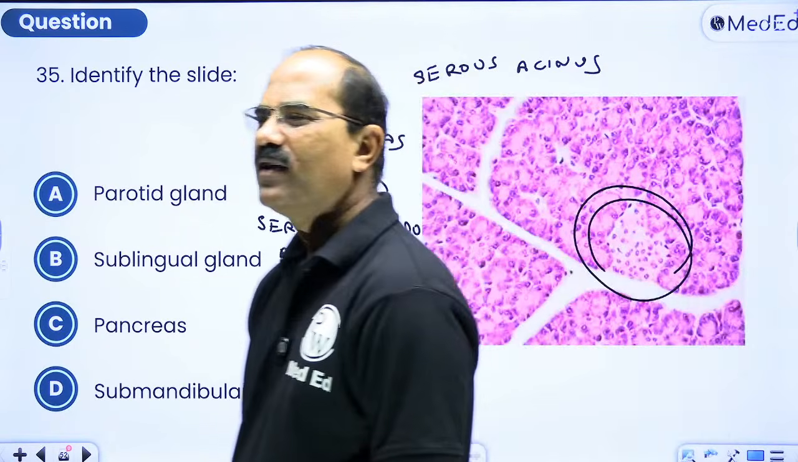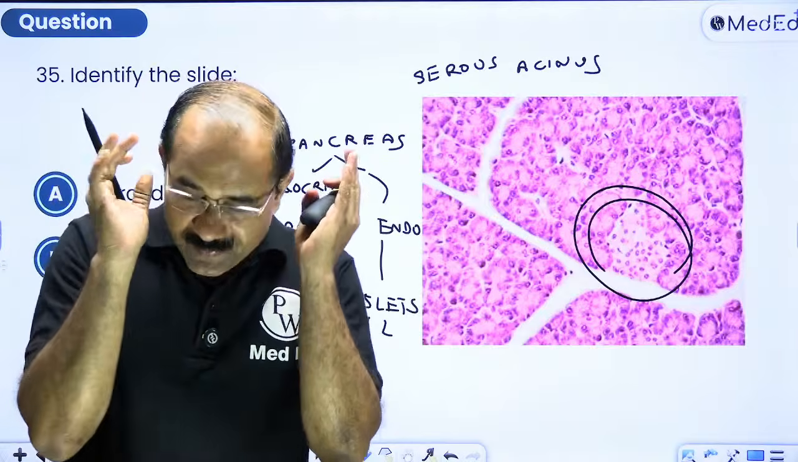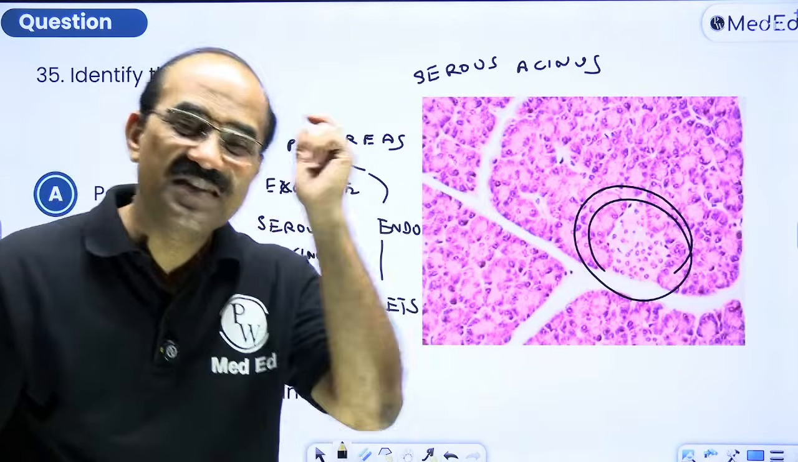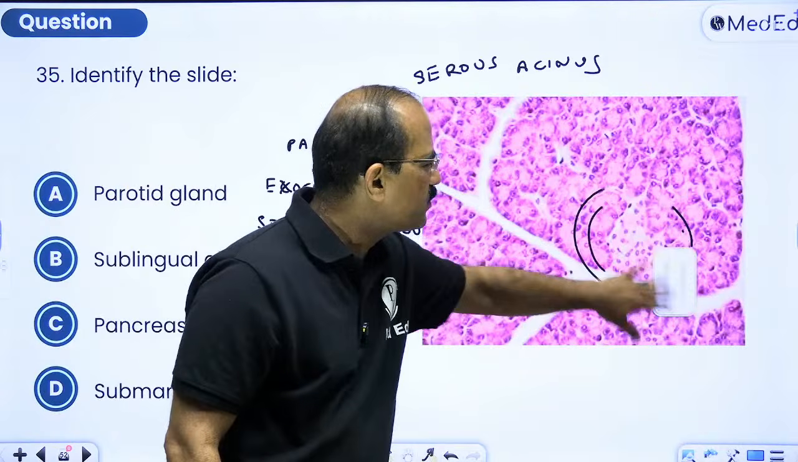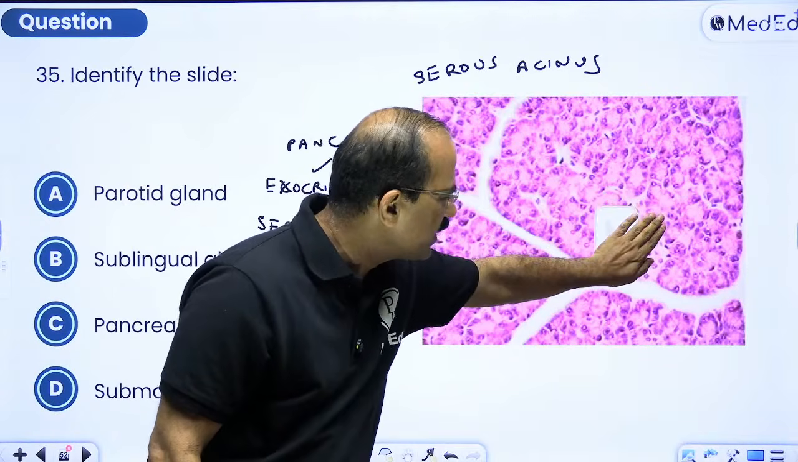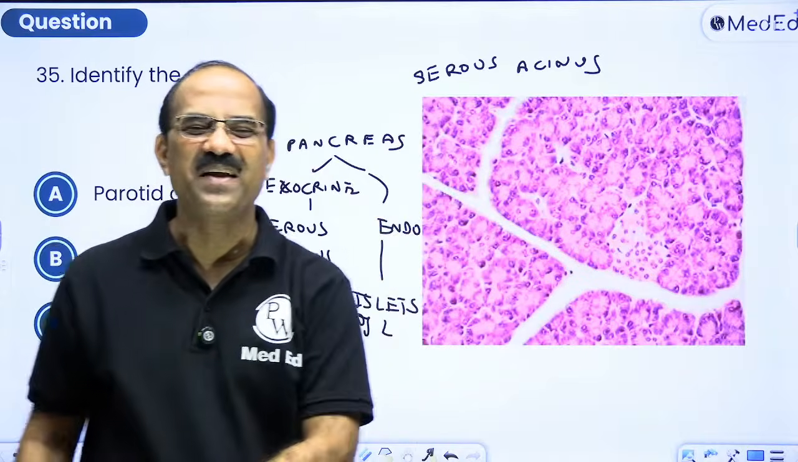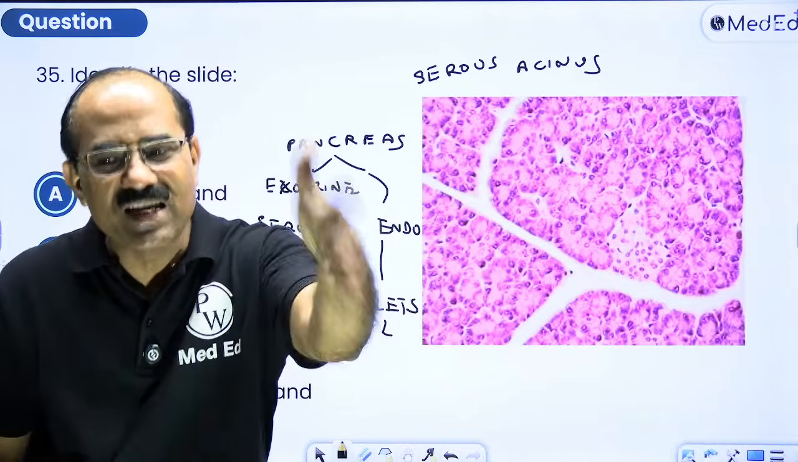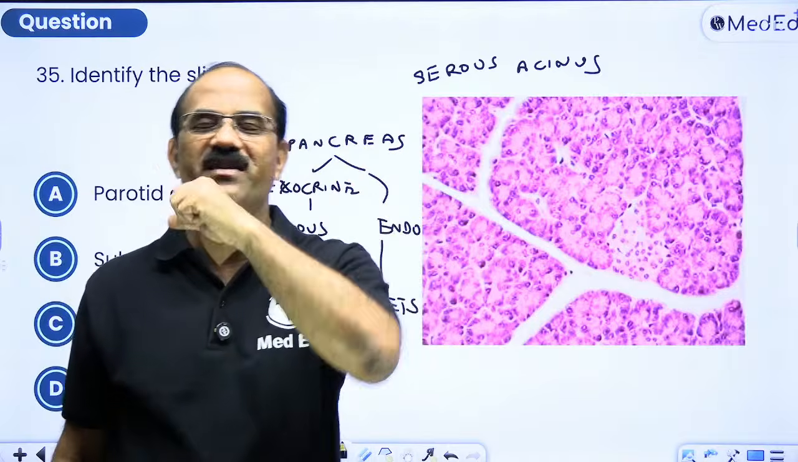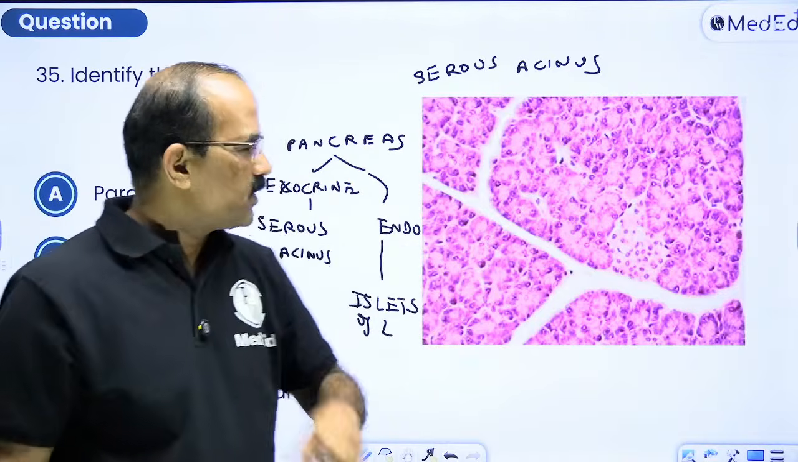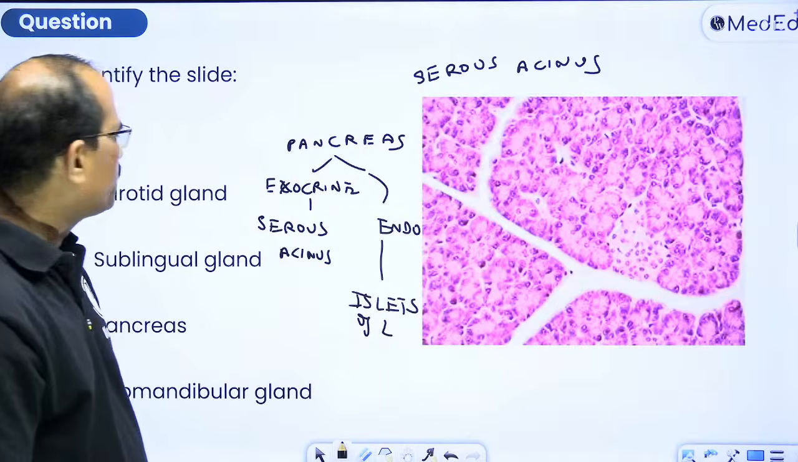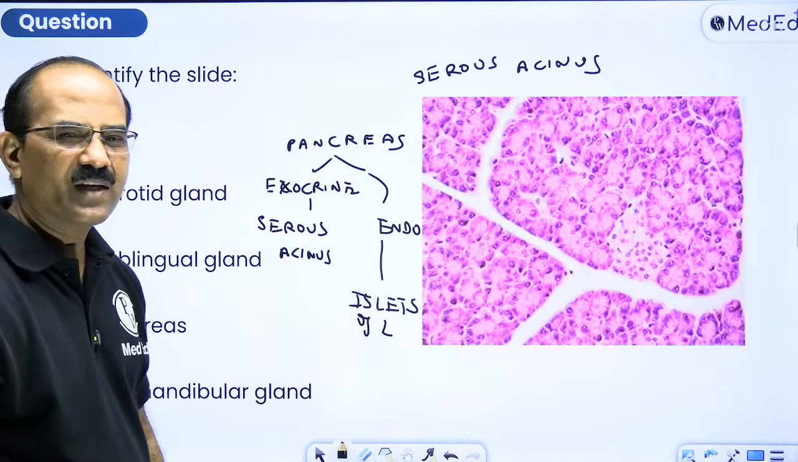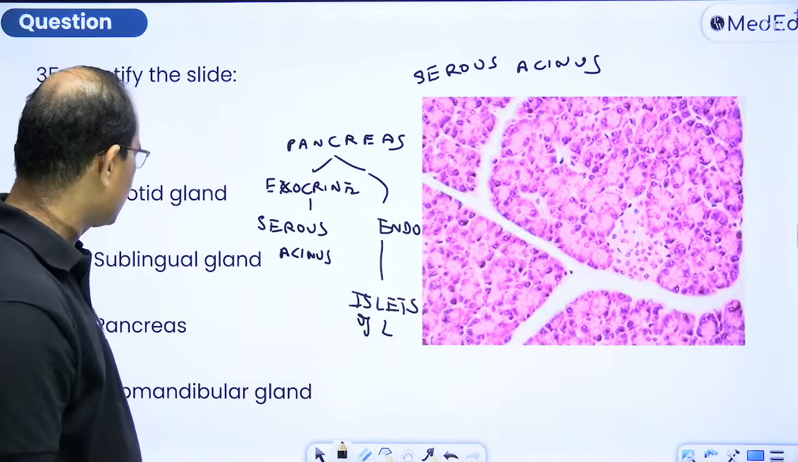Understood? Before you label, see the slide properly. If this is not there, then that's a serous salivary gland, because you are seeing the serous acinus. So you label it serous salivary gland. But when this is visible, that is a pancreas. An example of a serous salivary gland is the parotid.